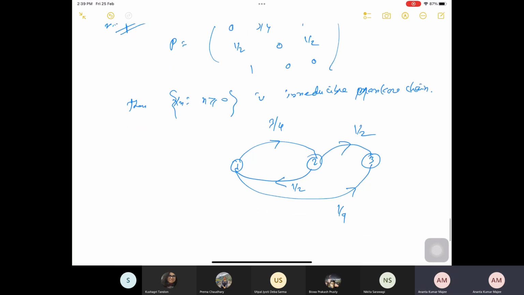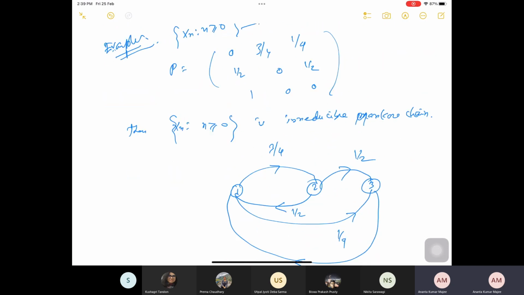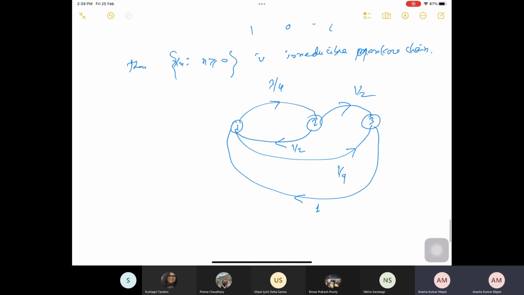Similarly, 3 goes to 1 with probability 1. Hence, from 3 we cannot have anything else, because 3 goes to 2 and 3 goes to 3 with probability 0, so there is no arc. So this is called the transition graph. Why is this transition graph important? As I said, it gives the visualization.